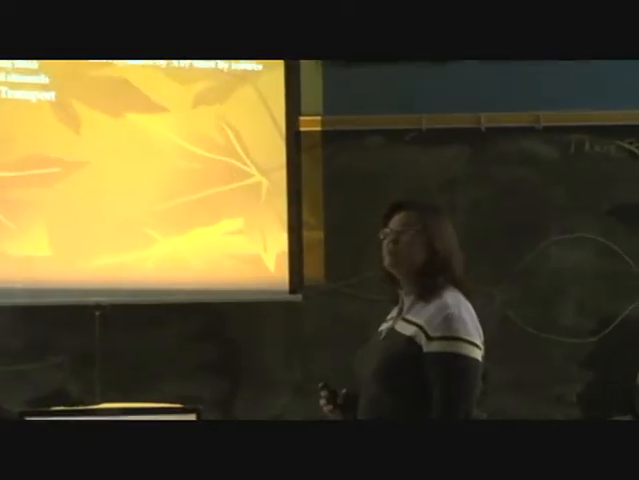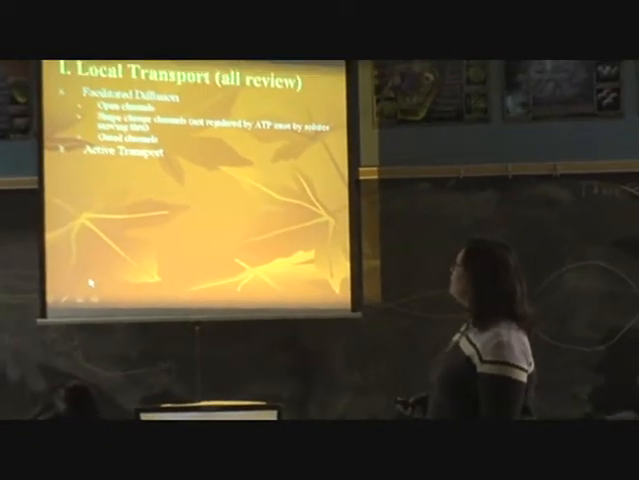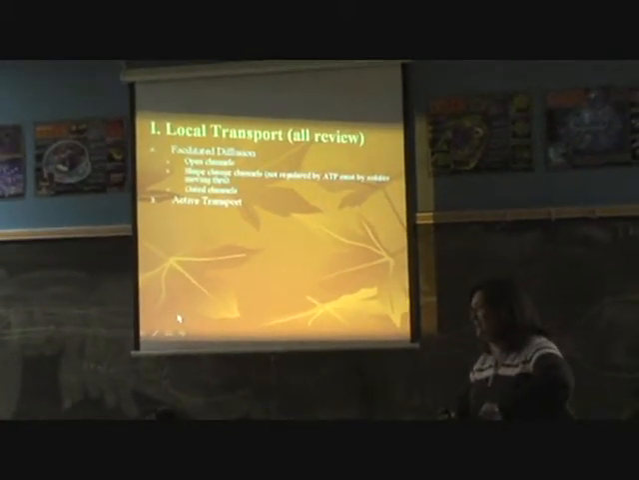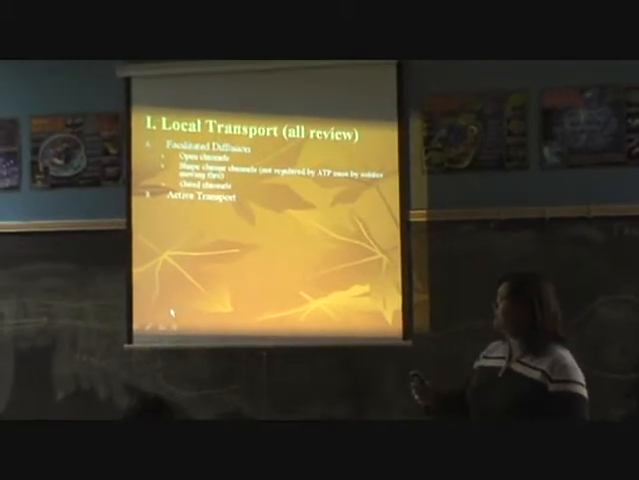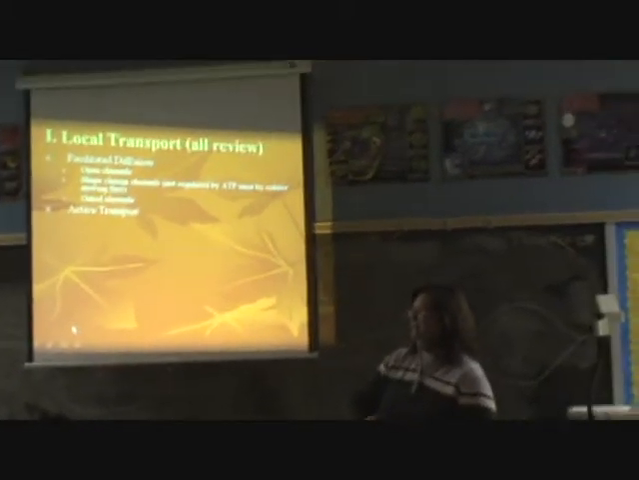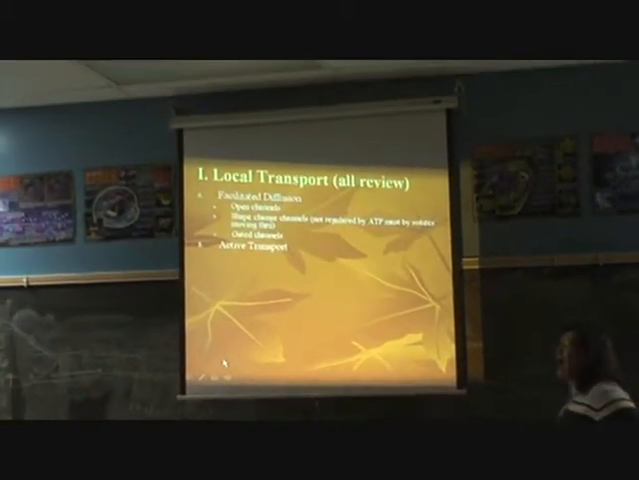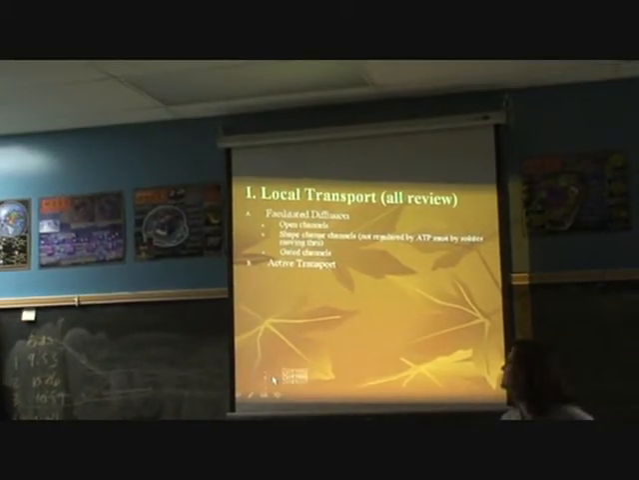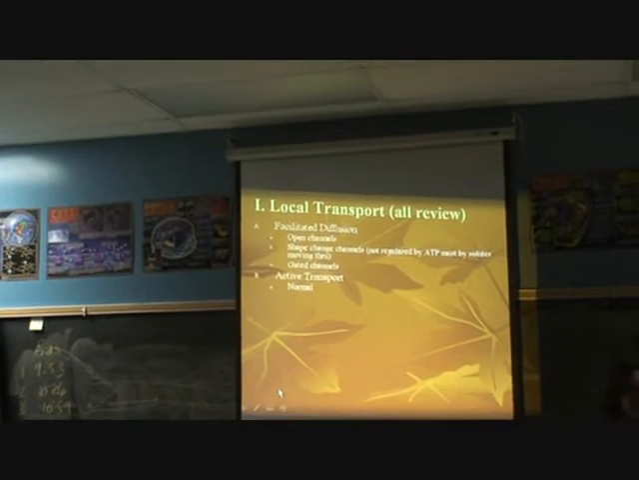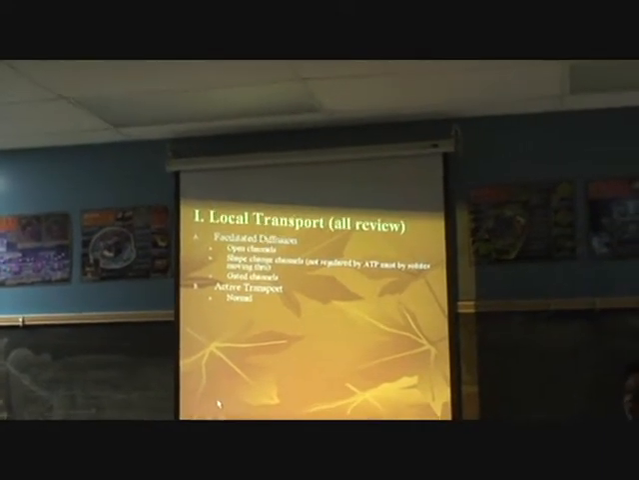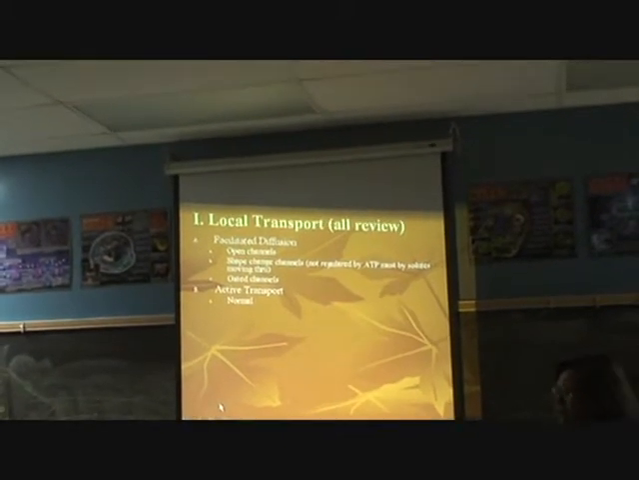Diffusion is always high to low. You said the second one, protein channels. Okay, then we have active transport, which is also protein channels, but you need ATP for it, and it's right against the gradient, low to high. Actually, there are multiple kinds of active transport, and we're going to say normal, and that is where the ATP activates the channel, it changes shape and throws stuff out or sucks stuff in.